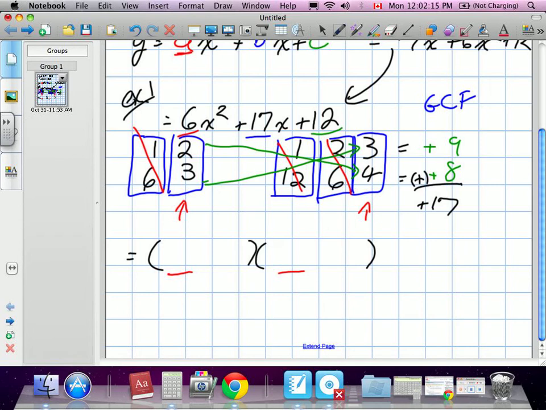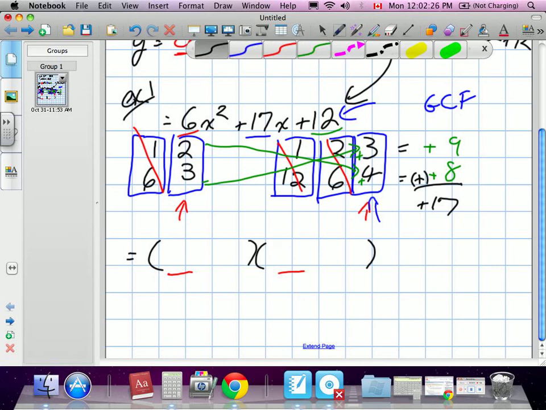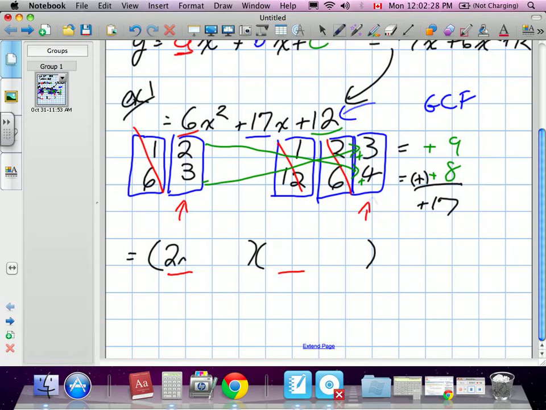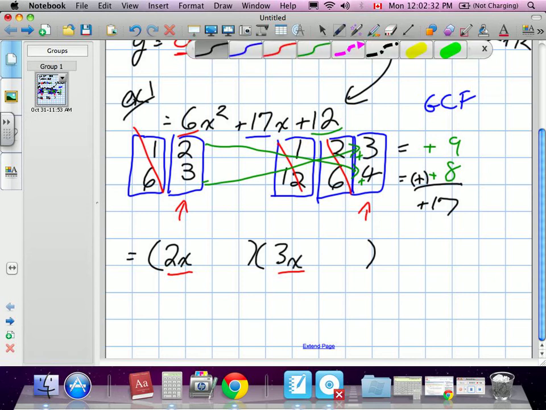So I know both of my second terms need to be positive. And that works out because positive 3 times positive 4 equals positive 12. I'm going to write my first terms in, which was my 2 and my 3. So I have 2x in one bracket and 3x in the other bracket.